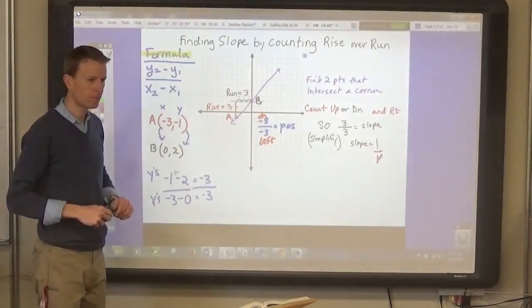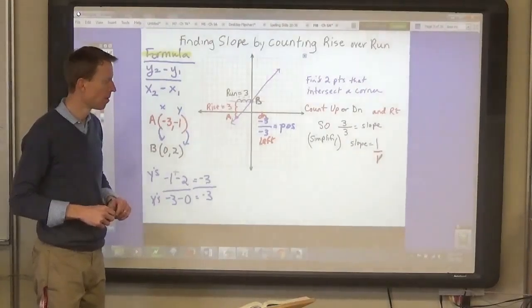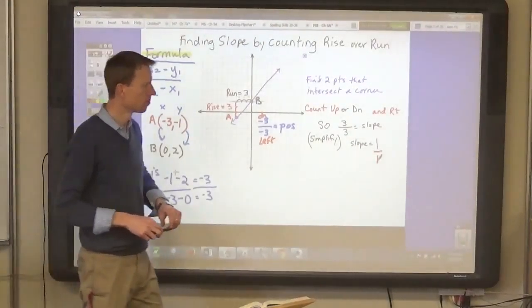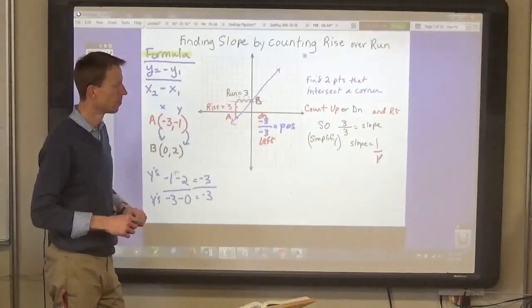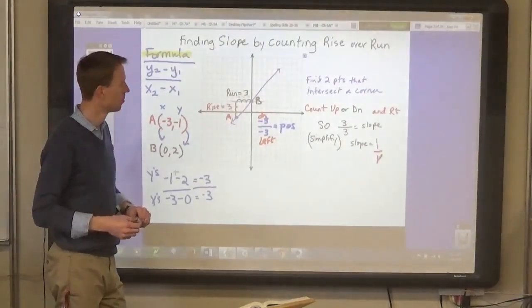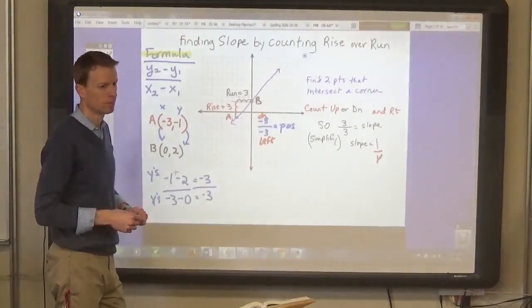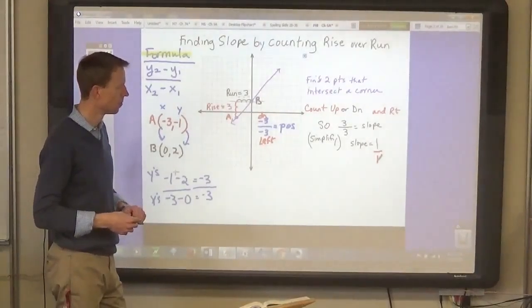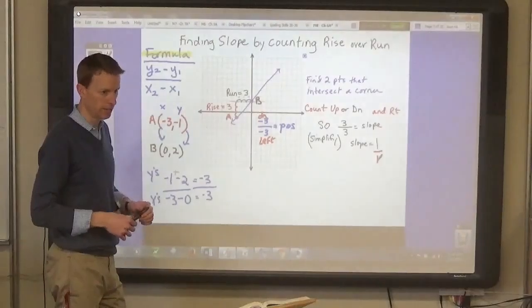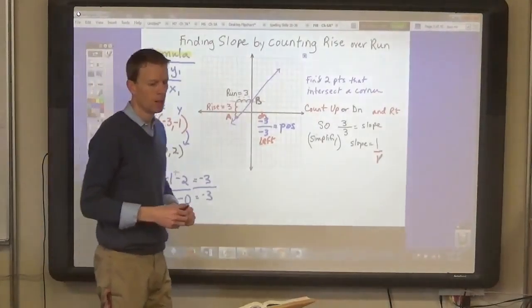Like counting, there's another way of doing it, like going up 3 and over 3. Couldn't you just go diagonal, up and sideways? Because if you go diagonal, that's 1 sideways, 1 up. So you can do it 3 times and, whoa, it's 3, 3.